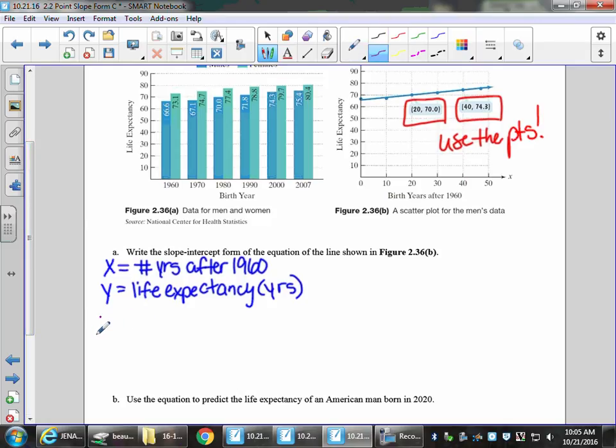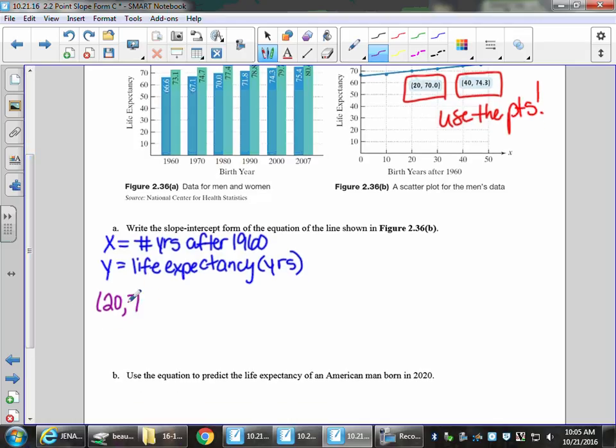Yes. So 20 comma what is my first point? 20 comma 70. And what's my other point? 40 comma 74.3.